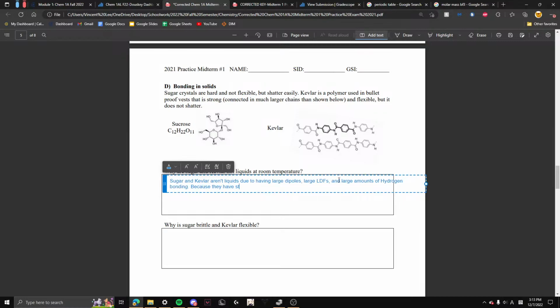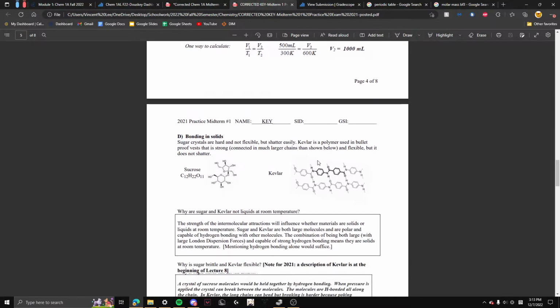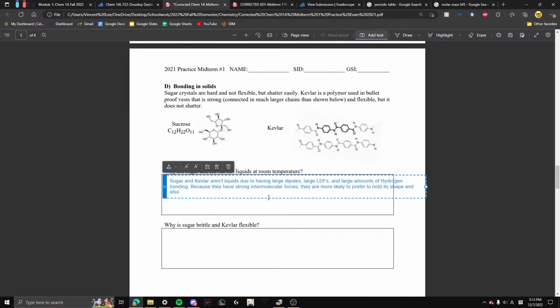Because they have intermolecular forces, they are more likely to hold their shape and, I guess, remain solid. I don't know how to explain this. The combination of large London dispersion forces and strong hydrogen bonding means that they are solid. So, remain solid. And then a good comparison to this is water.